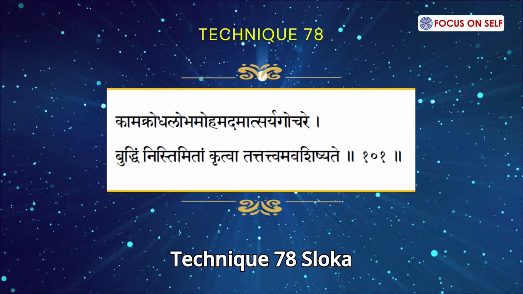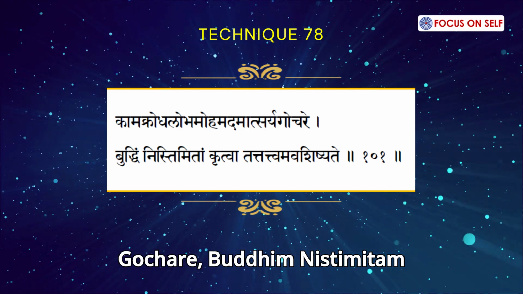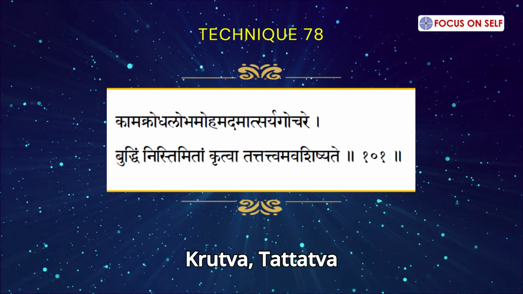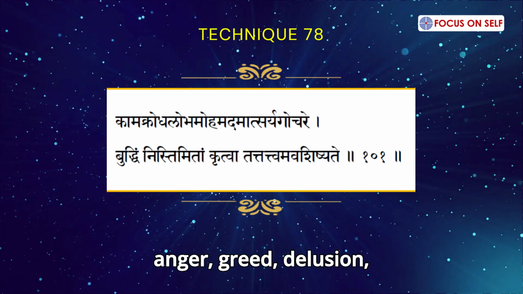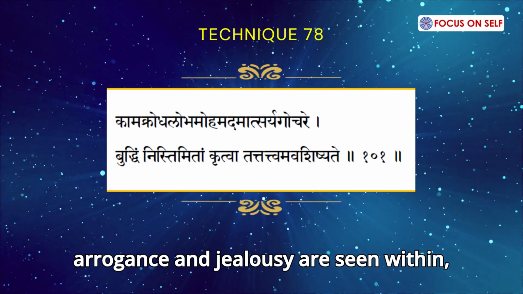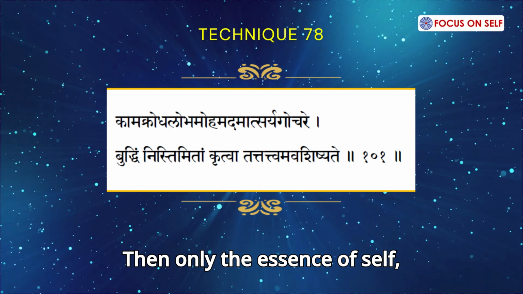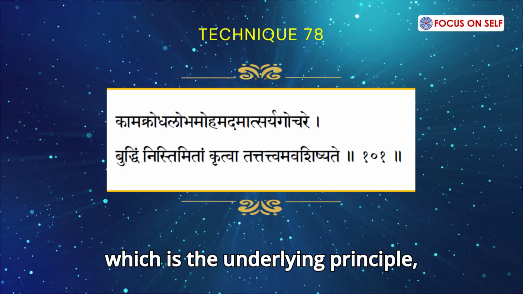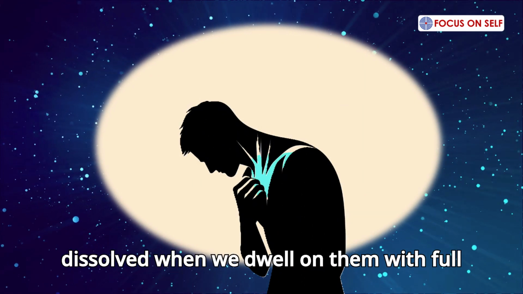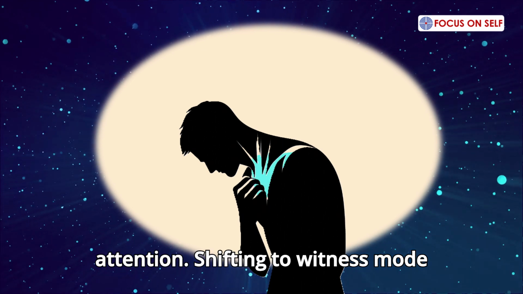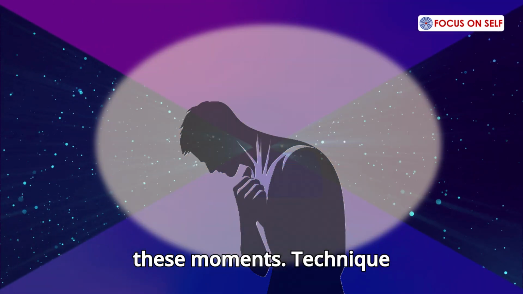Technique 78, Shloka 101. When lust, anger, greed, delusion, arrogance, and jealousy are seen within, focus the mind intensely on them. Then only the essence of self, which is the underlying principle, remains. This technique shows how even negative emotions are dissolved when we dwell on them with full attention. Shifting to witness mode and observing the movement is the key in these moments.